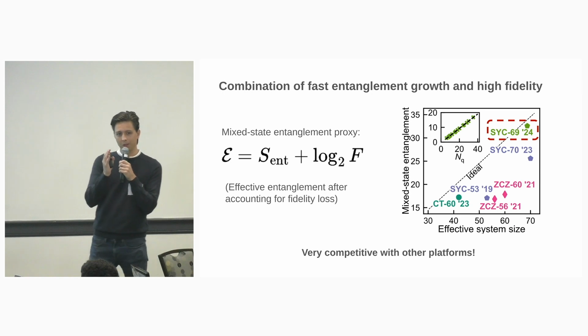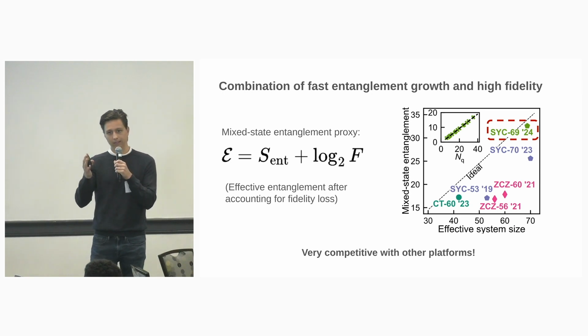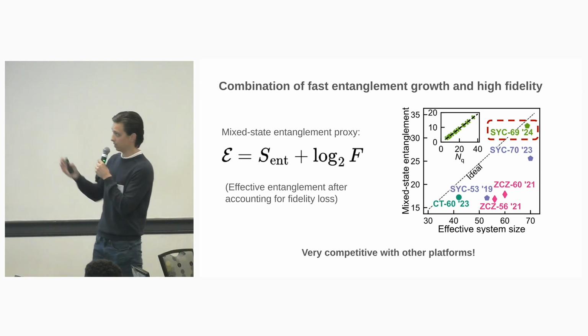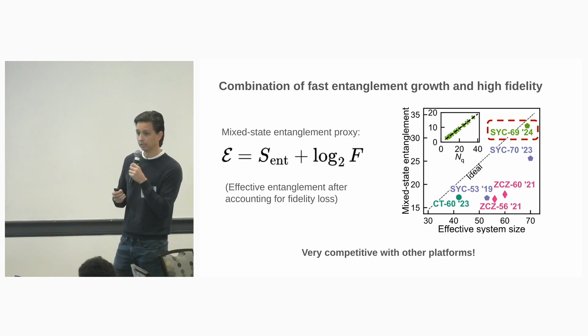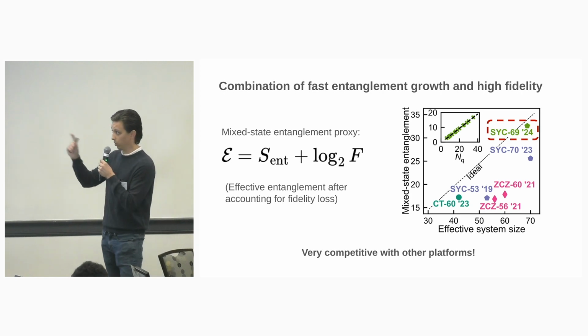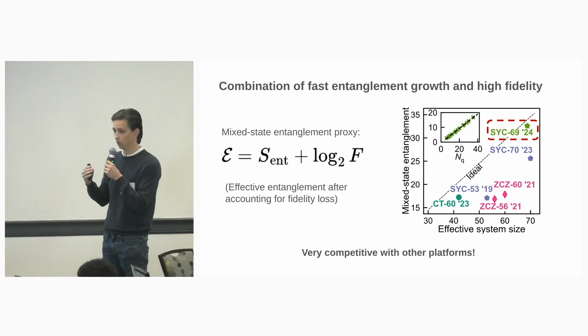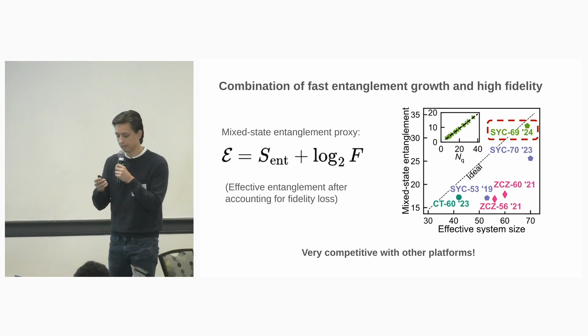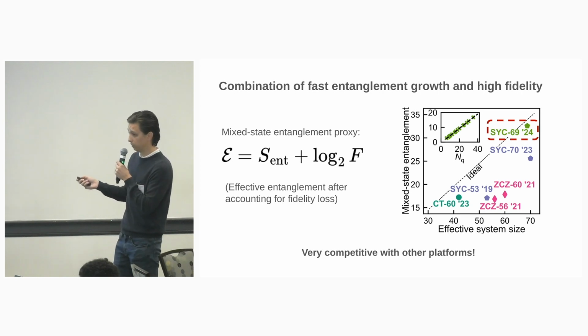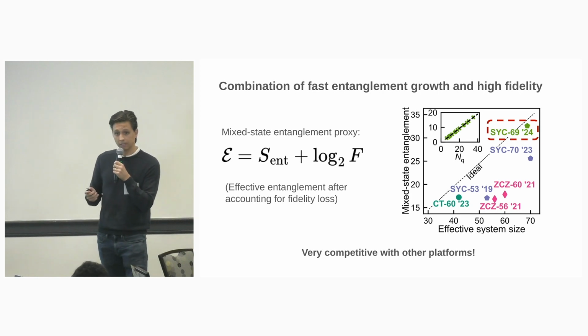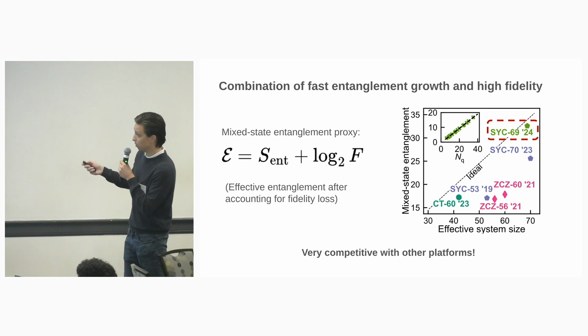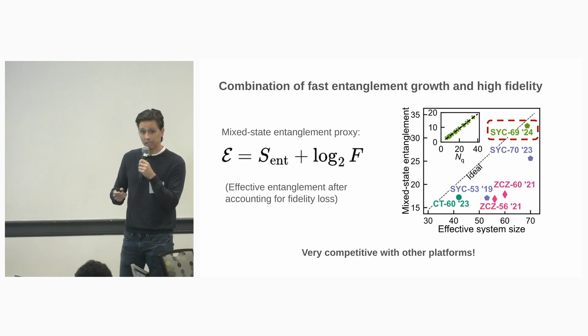Another way to think about this combination of this very high fidelity and the fast entanglement growth is to consider what's called the mixed state entanglement proxy. That's a very intuitive measure. It's just a pure state entanglement entropy, but then corrected for the effects of infidelity, including both incoherent and coherent errors. And that's what I show on the right here for various different recent platforms. And you can see that our new platform in the top right here is very, very much competitive with other platforms. In particular, I want to draw your attention to how close it is to this diagonal dashed line, which represents the case of perfect fidelity.